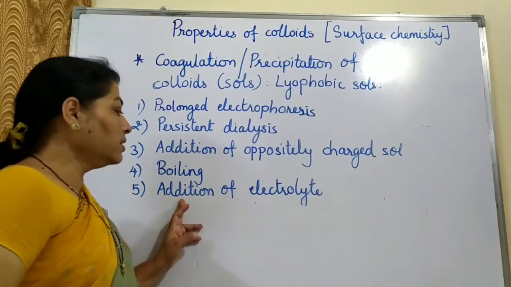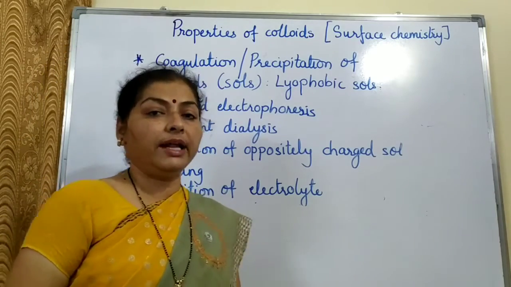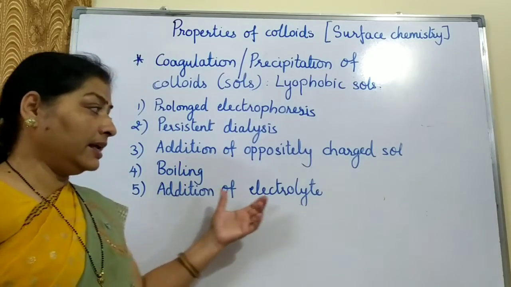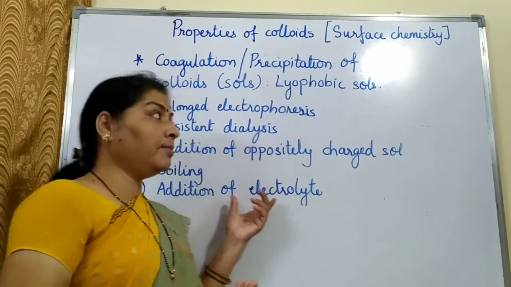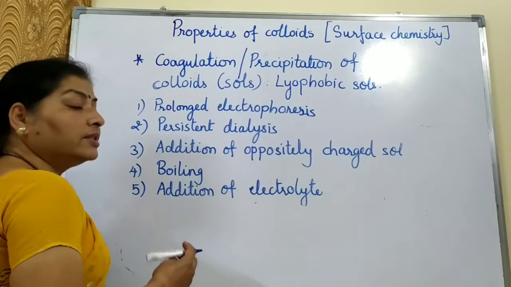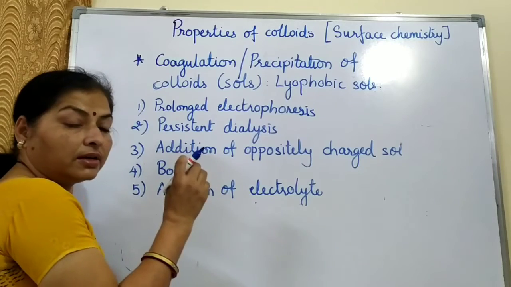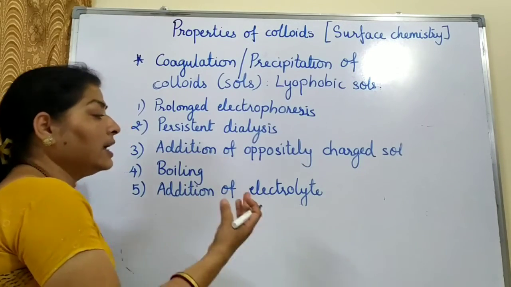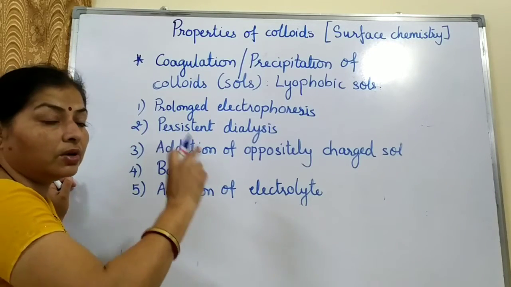The last method of coagulation or precipitation of colloid is addition of an electrolyte. As we know, the colloidal particles are charged. So if we add an electrolyte, the oppositely charged ion will balance or neutralize that charge and make the colloidal solution precipitate. Hardy-Schulze has given a rule. He says that whatever is the charge on the particular ion, whether cation or anion, of the electrolyte, it will be responsible for destroying the charge on the colloidal particles.